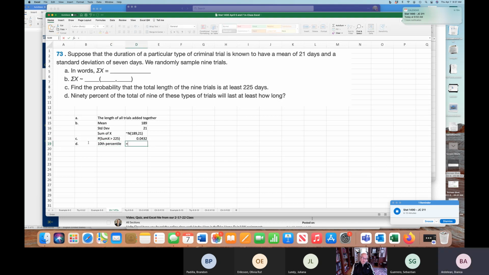Well, that's equal to norm.inverse, sorry. What are the arguments of that? Probability, mean, standard deviation. What's the probability that we're looking for? 0.1. What is the mean? It doesn't change. It's still 189. And I could have copied it from here. What's the standard deviation? 21. Boom, hit it. So it's going to be 162.